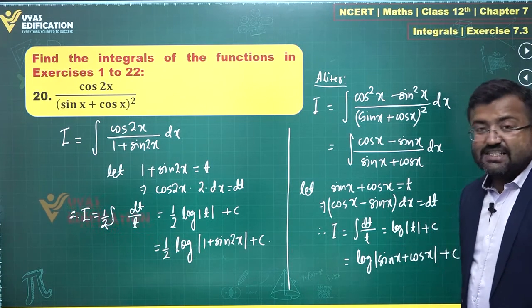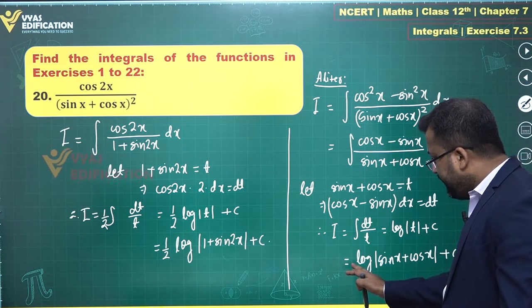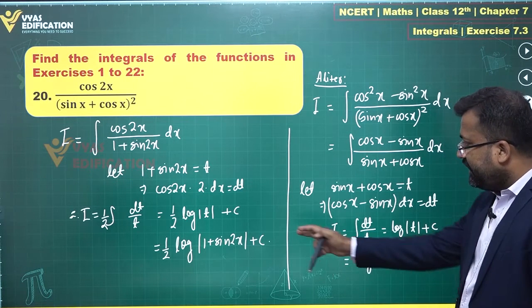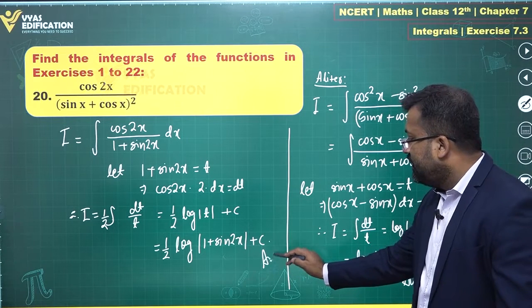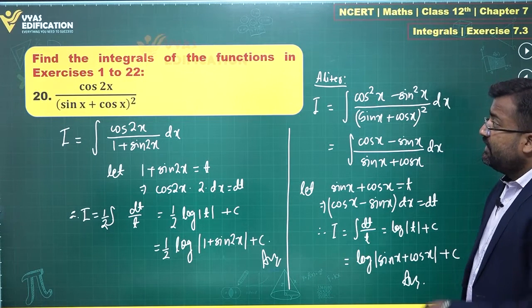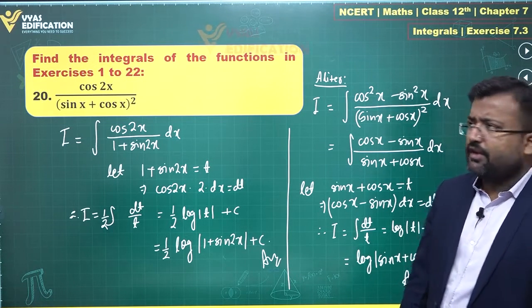Are this and this exactly the same? Yes. You multiply with the 2 and divide by 2, take that 2 over here in the power, and you get the same form over there. This or this, both are correct, right? That's the final answer for this particular question.